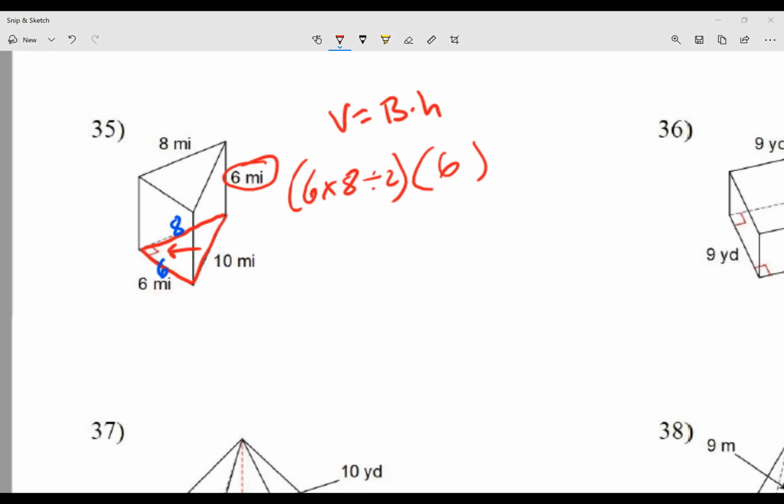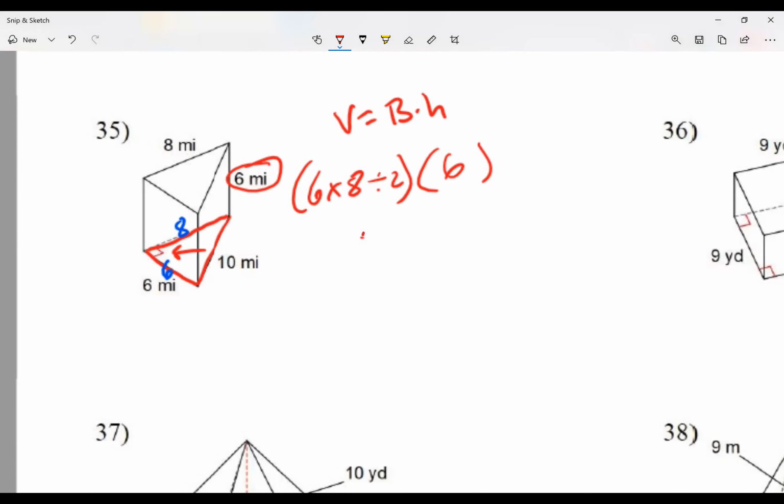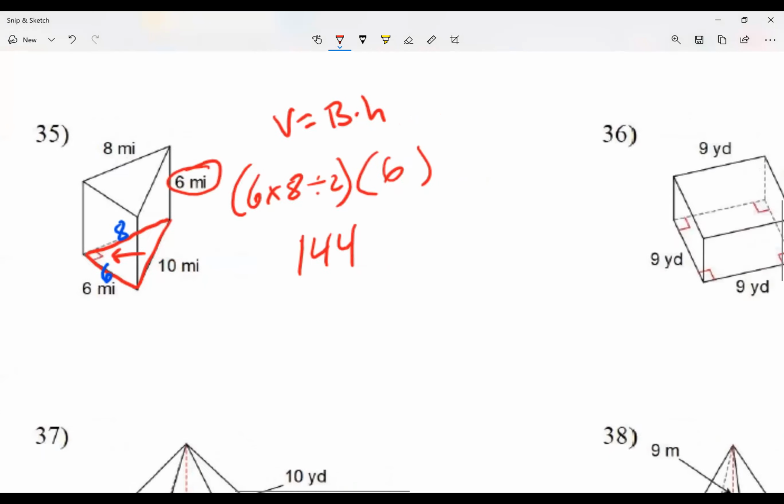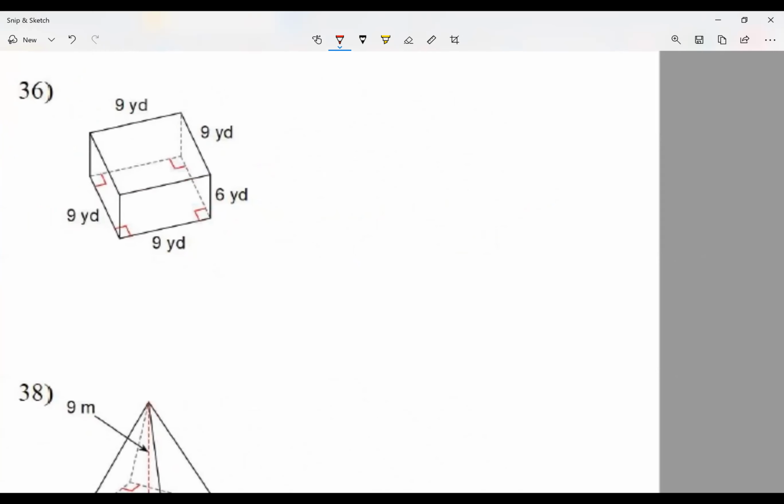I see my 10 I didn't use. The 10, I don't need it. For triangles, I only need the two numbers that make the 90-degree angle. That's it. So don't think you're going to use every number. All right, so I'm just going to type it in. 6 times 8 divided by 2 times 6 gives me 144. Not bad.